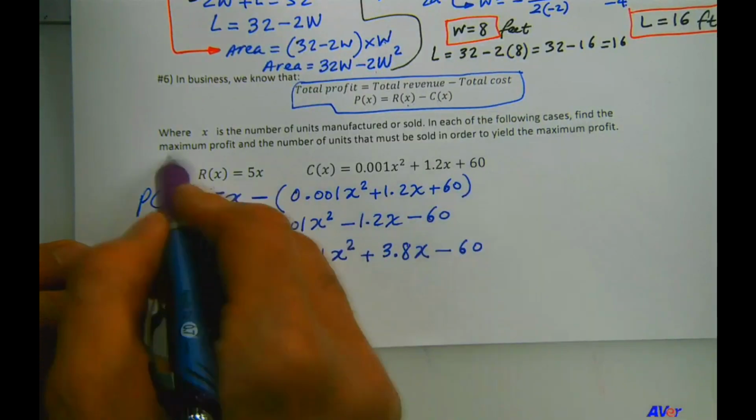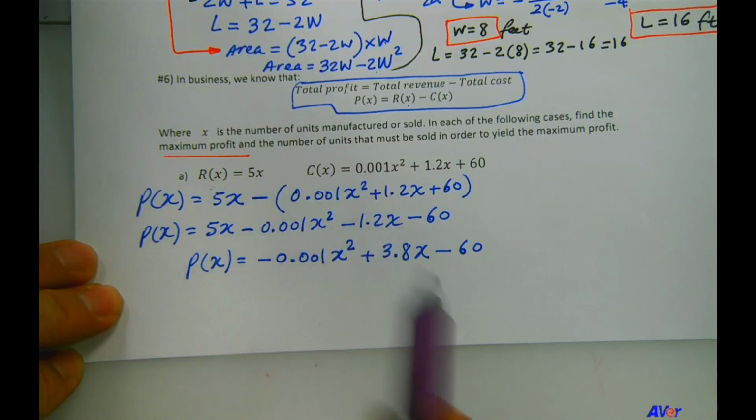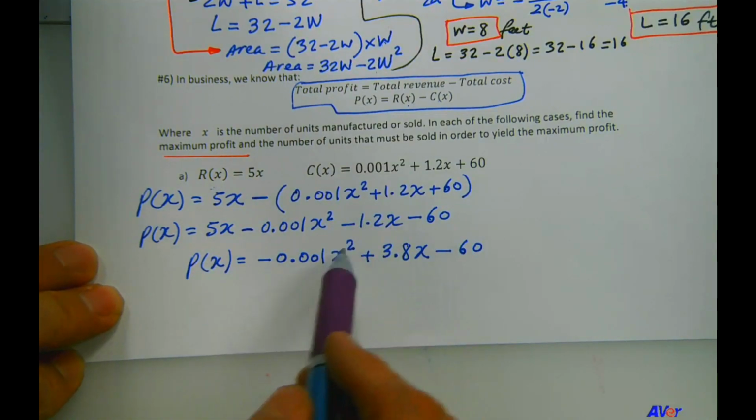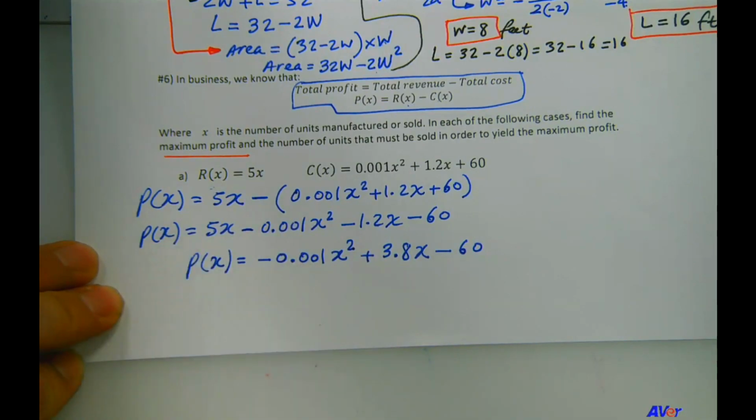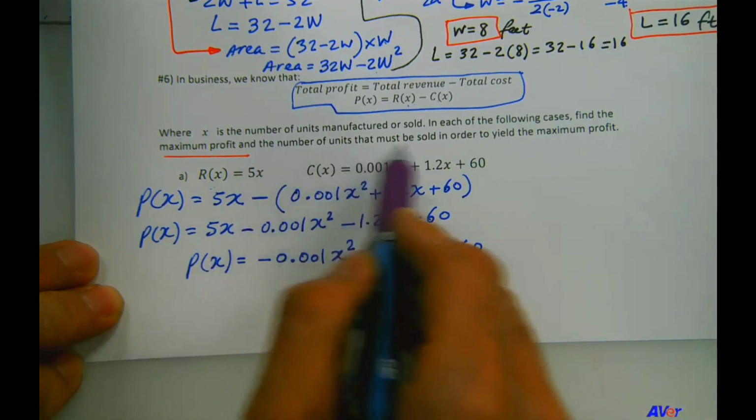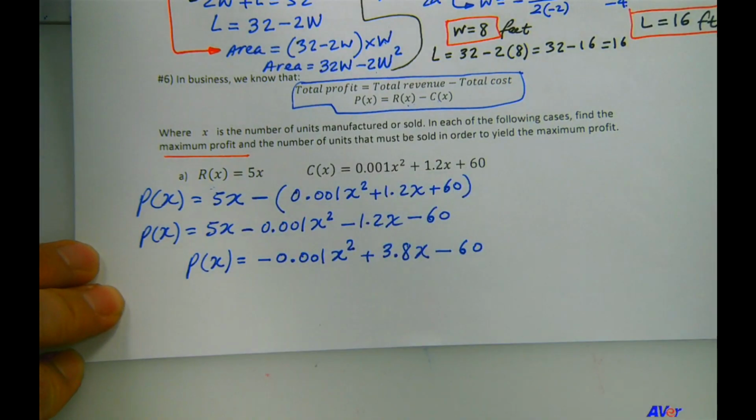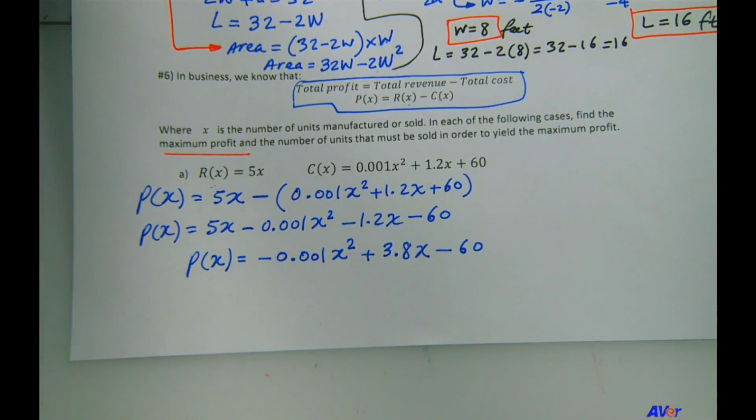And they want us to find the maximum profit. So once we find what x value will maximize profit, we also have to find the maximum profit and the number of units that must be sold in order to yield the maximum profit. So they want us to find x and P of x, which is the same thing as we did with the purely mathematical problems where we found the coordinates of the vertex of the quadratic function. But in this case, because it's a word problem, those components x and y have a real world meaning. Okay, let's do that.